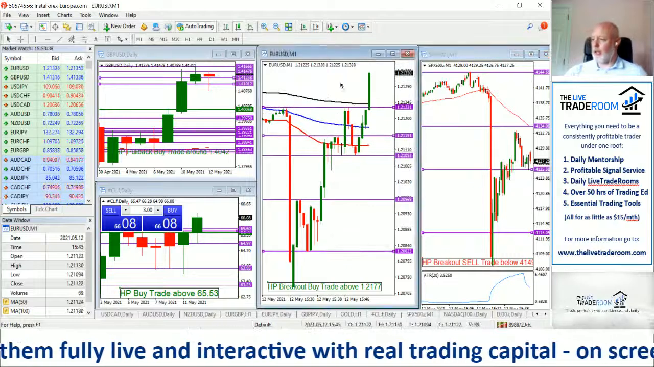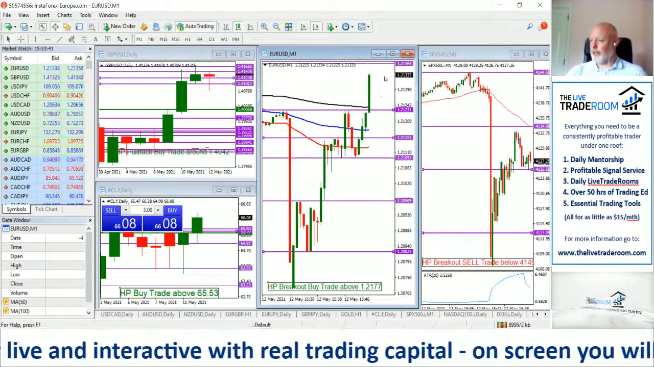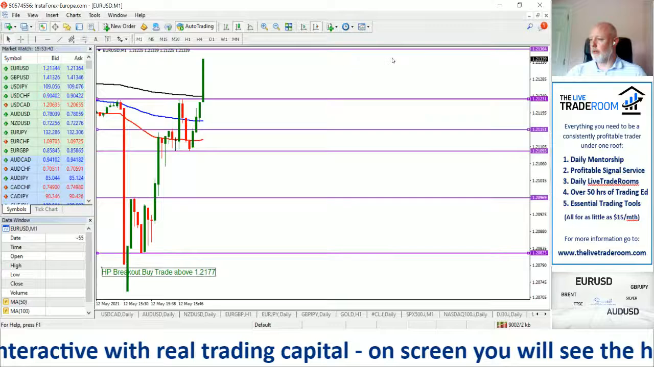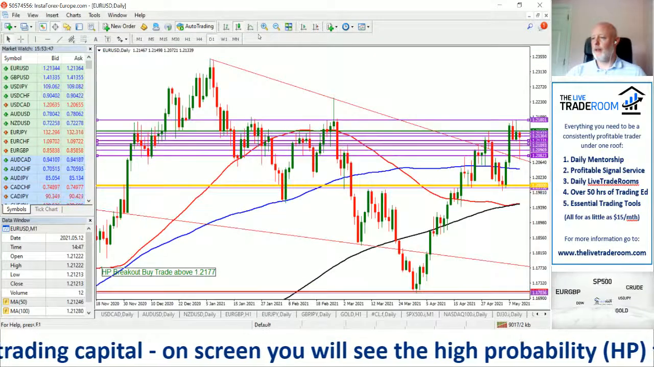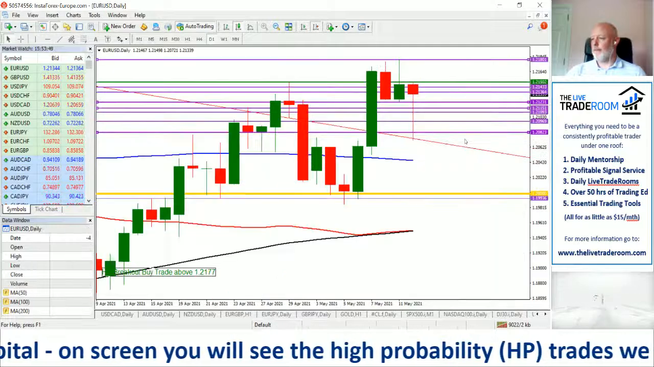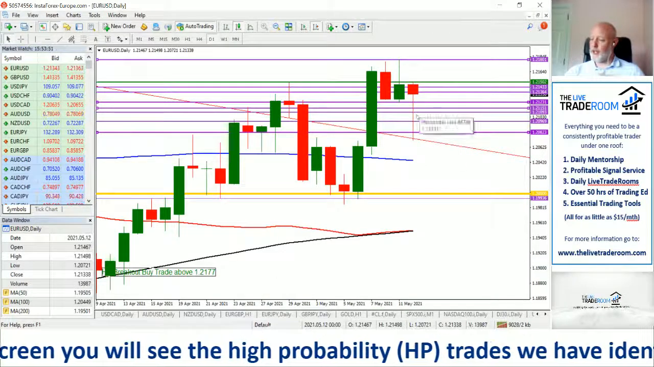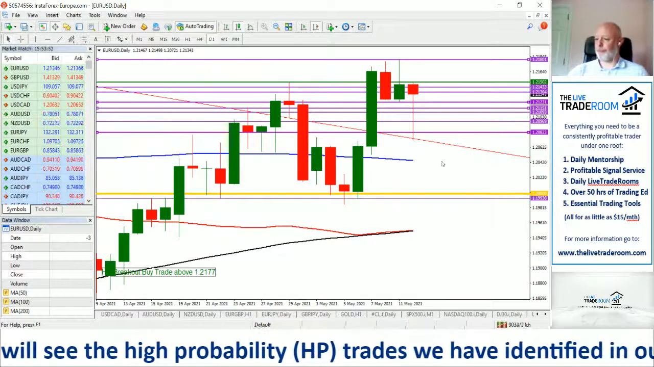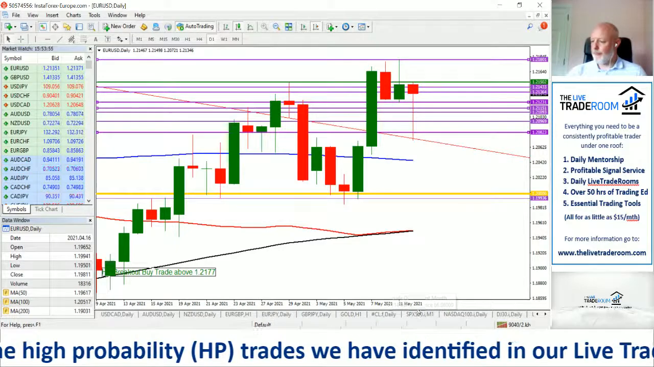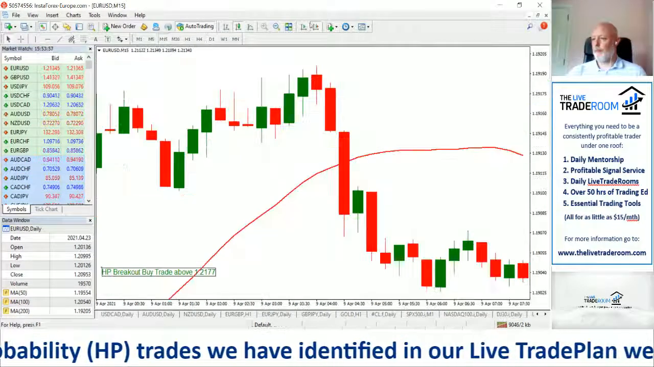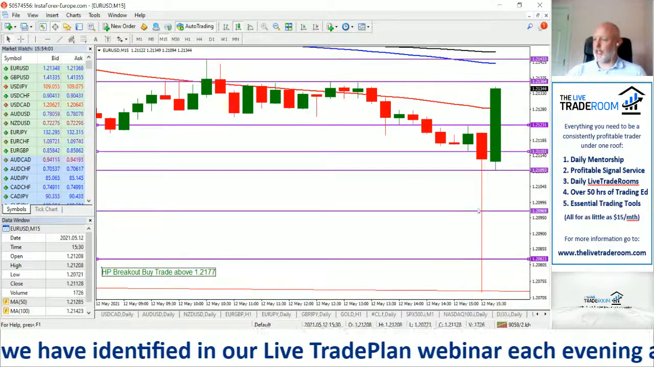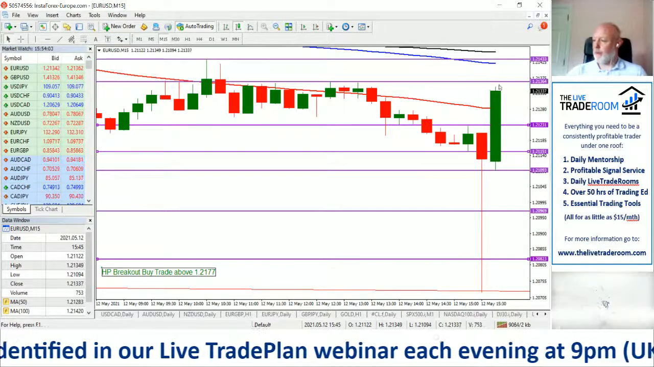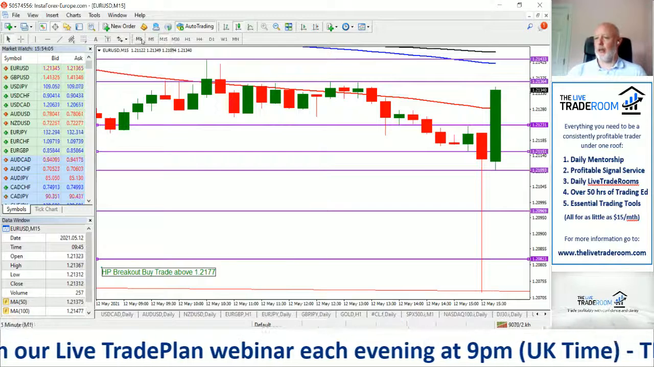Okay, so the euro dollar is off to the races or somewhere. I don't know where it's going. There's a very aggressive reversal if ever I saw one. That's a massive rejection to the downside and a lot of momentum to the upside.